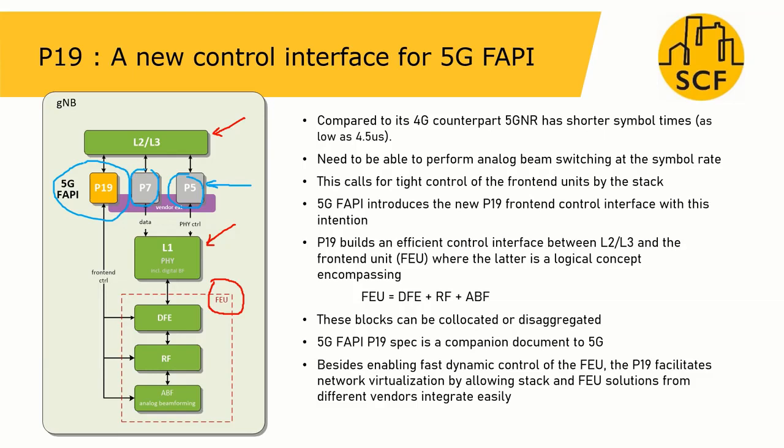This becomes very handy, especially in dynamic scheduling of the analog beams, where switching operations need to be carried out within microseconds. I'd like to once again underscore the fact that P19 is a control interface, and the data between the upper stack and L1 is handled by the P7 interface, and the data flow between L1 and the front-end unit can be handled by another interface such as ORAN 7.2x.